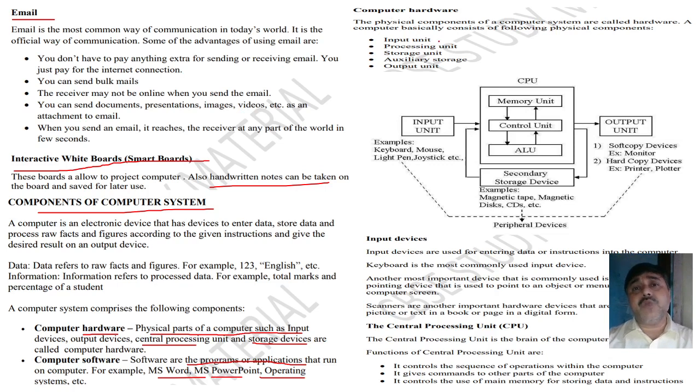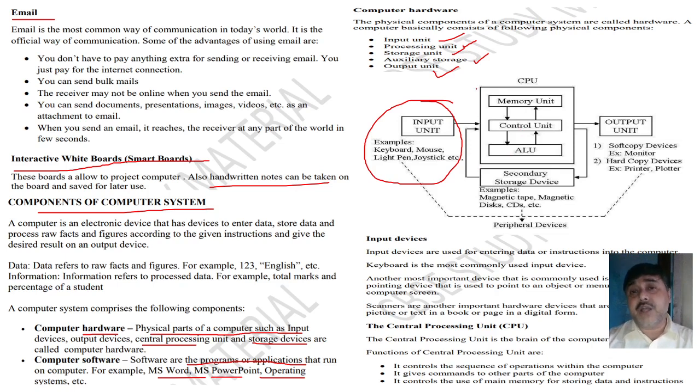So in hardware, we have the input unit, the processing section, the storage unit, the auxiliary memory, and the output unit. So this is the input section. What does it consist of? Keyboard, mouse, light pen, joysticks, all these things.